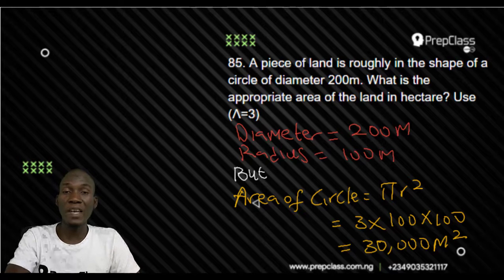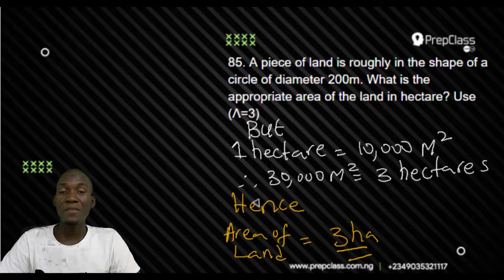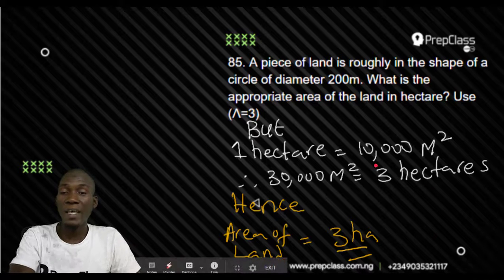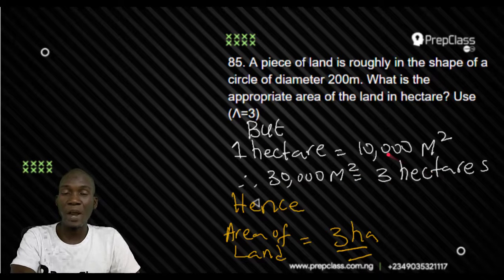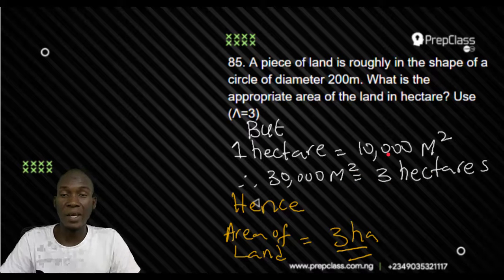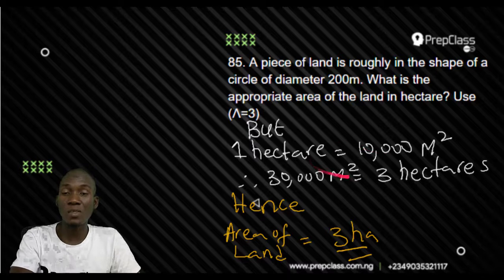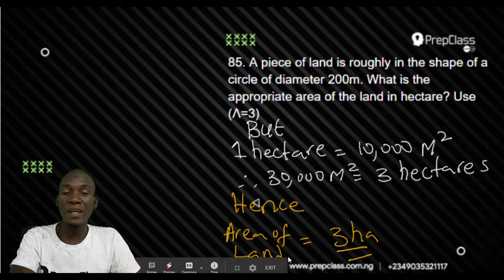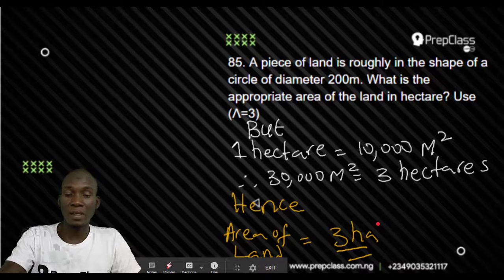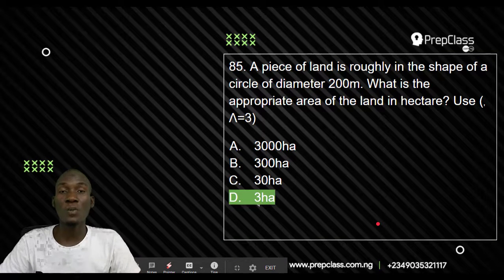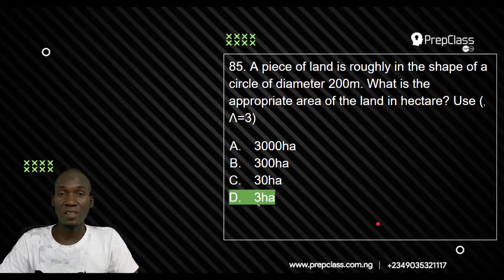Now we need to convert this area into hectares. So we have 1 hectare equals 10,000 meters squared. So this means that 30,000 meters squared will give us 3 hectares. For every 10,000 meters squared, we have 1 hectare. So hence, area of land equals 3 hectares. And the correct option is option D, 3 hectares.